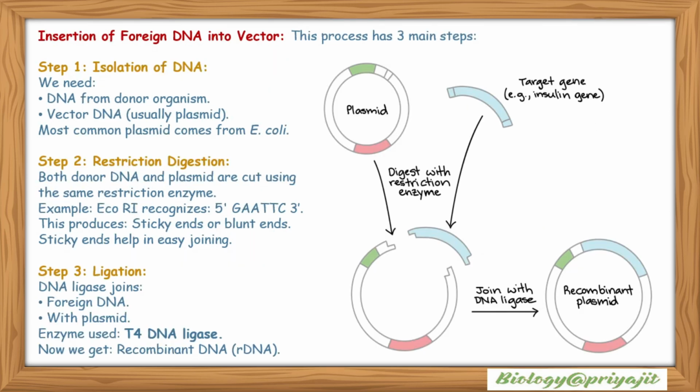This process has three main steps. First one is the isolation of DNA. Second one is the restriction digestion with the help of the restriction endonuclease. Both donor and plasmid DNA are cut using the same restriction enzyme. To isolate DNA, we isolate the DNA from donor organism, and we also need vector DNA, usually plasmid. Most common plasmid comes from E. coli. And the third step is ligation, where DNA ligase enzyme joins the foreign DNA with the plasmid. Here enzyme used is T4 DNA ligase, and now we get the recombinant DNA or rDNA.